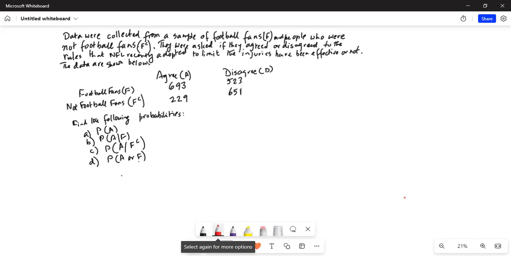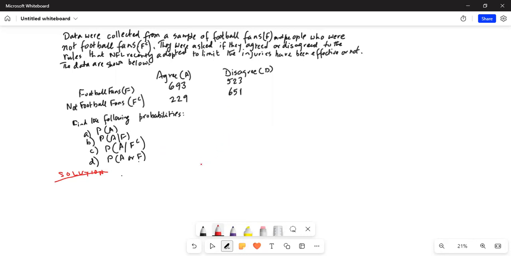So we need to find out first the total number of people that agree. Also, we need to find out the total sample size. In order to do that, we have to add the columns first, and then we can add the rows also. So let's take care of that. Solution. Okay, how do we do the solution?